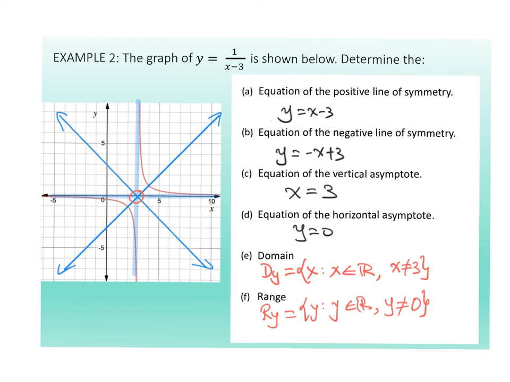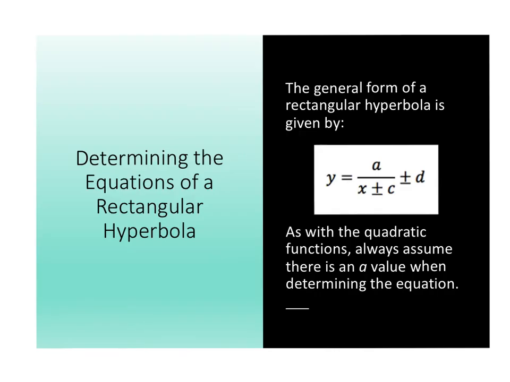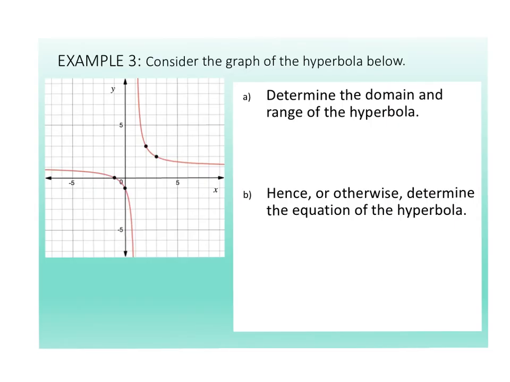Now, let's go back to answer the 4 questions. Here, you've got the general form of a rectangular hyperbola, which is y equals a over x minus c, plus or minus d. Alright? As with the quadratic functions or the cubic functions, always assume that there's an a value when determining the equation. Now, let's have a look at an example.